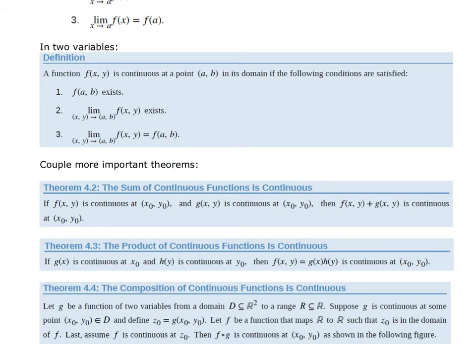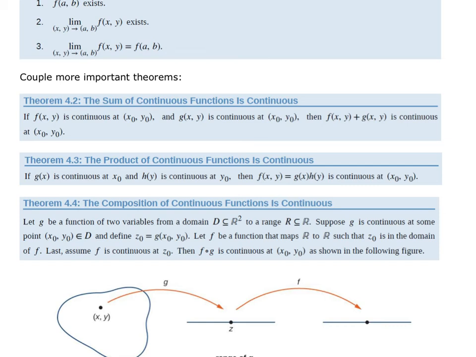We also get some other theorems in this section. If f(x,y) is continuous at (x naught, y naught), and g(x,y) is continuous at (x naught, y naught), then f(x,y) plus g(x,y) is also continuous at that ordered pair (x naught, y naught). If g(x) is continuous at x naught and h(y) is continuous at y naught, then I can think of f(x,y) as g(x) times h(y), and it is also continuous at (x naught, y naught).